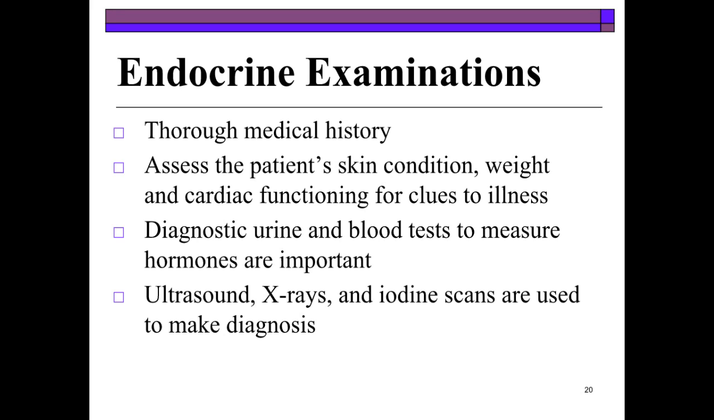Endocrinologist, you have to have a very thorough medical exam, including family history, also their complete medication history. You're going to assess the patient's skin, their weight, their cardiac function. They all can be impaired. Their vital signs can be impaired due to different diseases of the endocrine system. You're going to do urine and blood tests often to measure hormone levels and blood sugar levels.